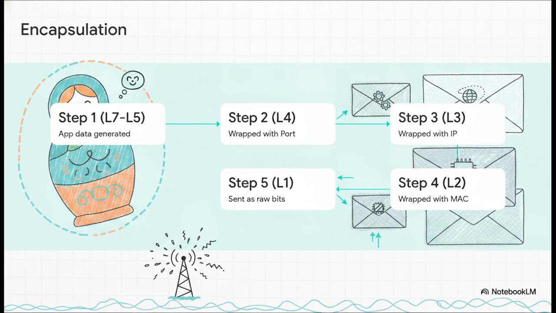It's basically like a giant Russian nesting doll. To actually send a message, your app data gets wrapped or encapsulated in a brand new header at every single layer as it travels down your computer stack. Your web request gets wrapped with a port at layer 4, then an IP address at layer 3, and a MAC address at layer 2, before finally being blasted out as raw bits at layer 1.